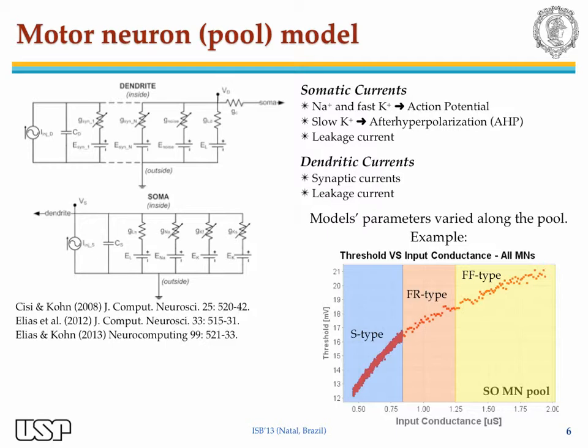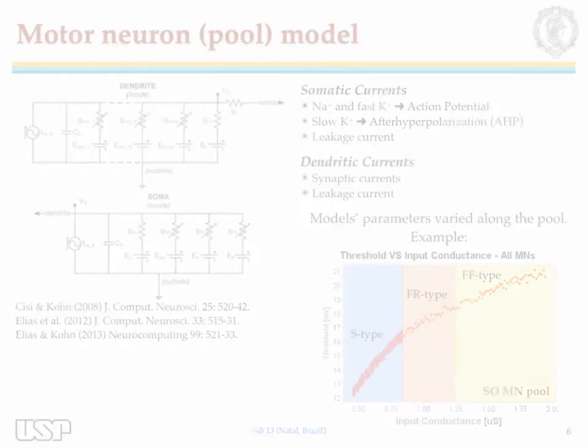Each motor neuron model was represented by a two-compartment conductance-based model. We included fast sodium and potassium channels into the soma compartment to generate the action potential, and a slow potassium channel yielding the AHP. Synaptic currents were included into the dendritic compartment, and the model's parameters varied along the pool. For example, in this graph, you can see the spike threshold as a function of the motor neuron's input conductance.